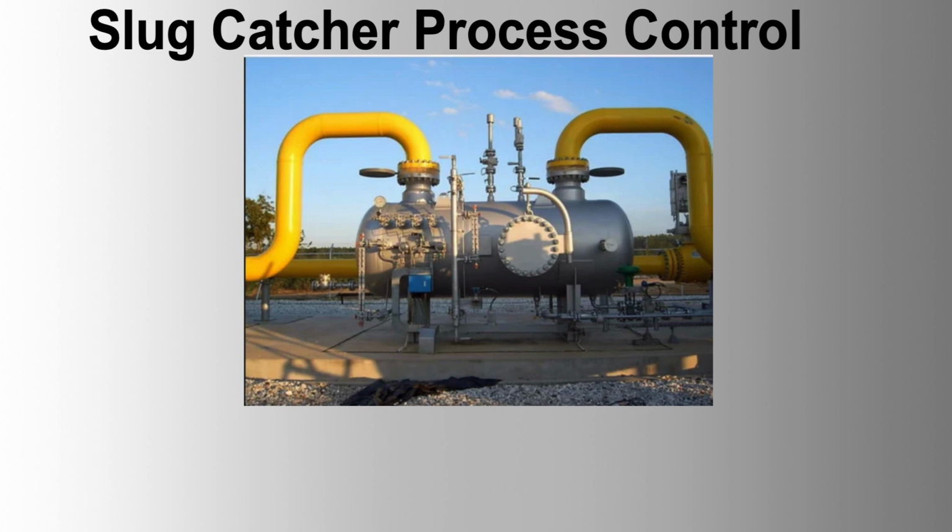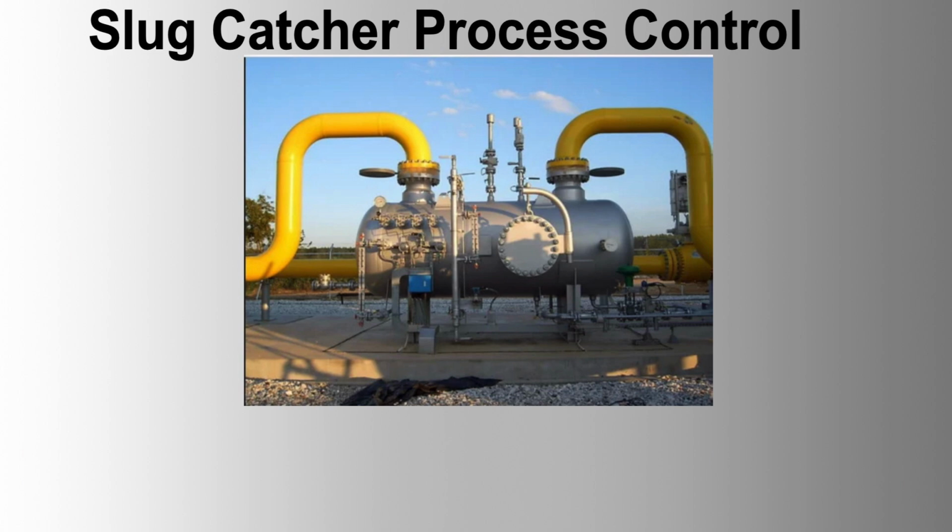3. Liquid level control, LIC, level indication control. Purpose: maintain the liquid level in the slug catcher to ensure effective separation and prevent overflow. Components: level transmitters, level control valves, level controllers. 4. Gas flow control, FIC, flow indication control. Purpose: control the flow rate of the separated gas to downstream processing or flaring. Components: gas flow meters, control valves, flow controllers.